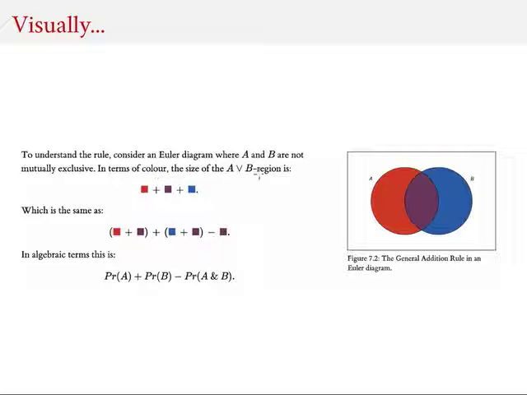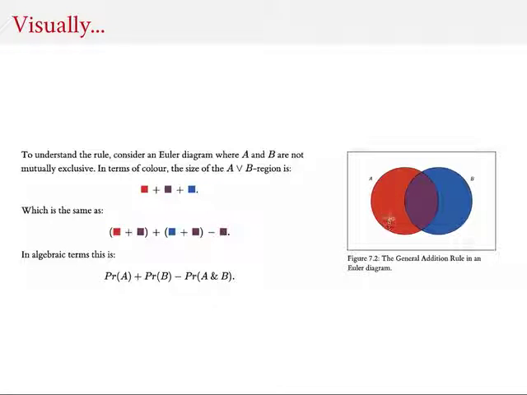So as we see here, if you want to know the probability of A or B, the overall region that A and B take up, we have to add up the purple region in the middle, which is the overlap between A and B, the probability of A and B. We have to add that up with the red and the blue region. So the probability of A or B is the red part, the purple part, and the blue part.